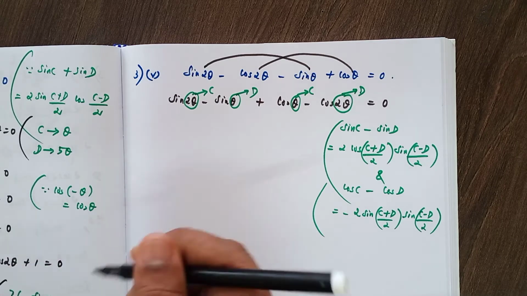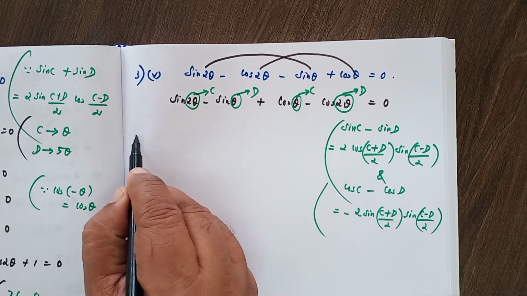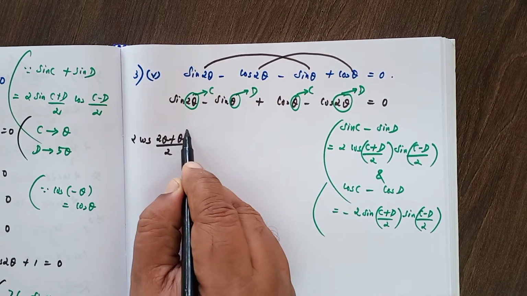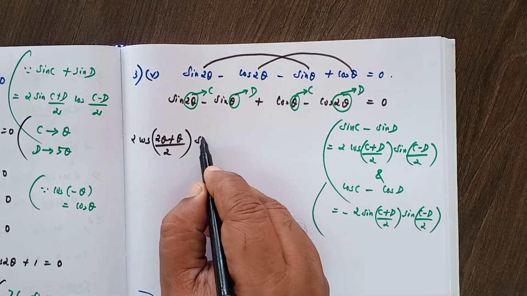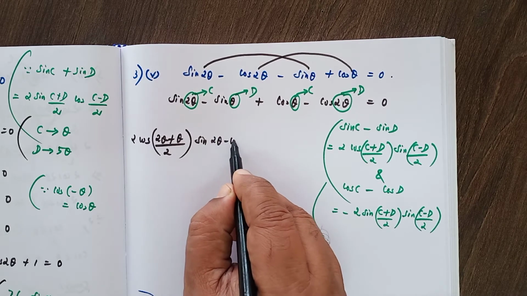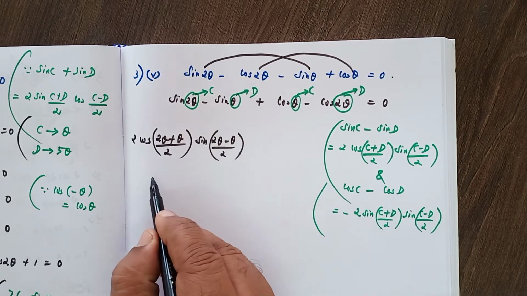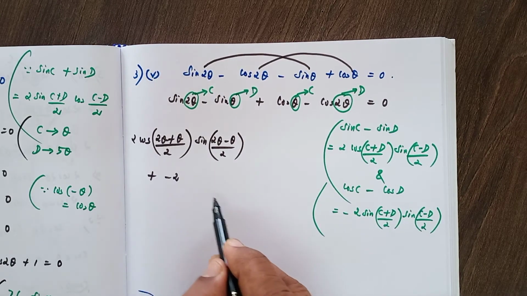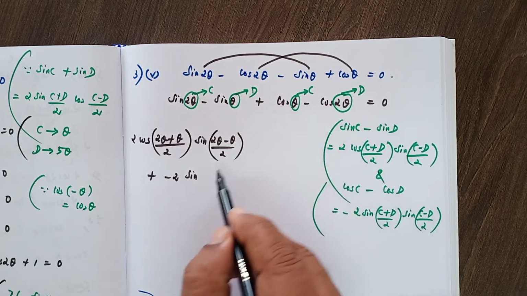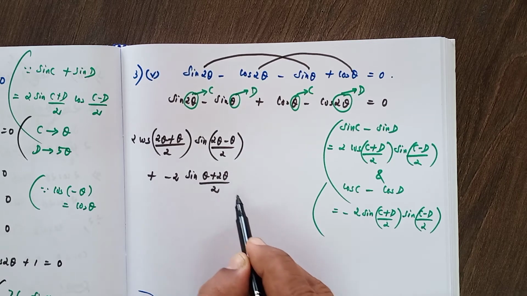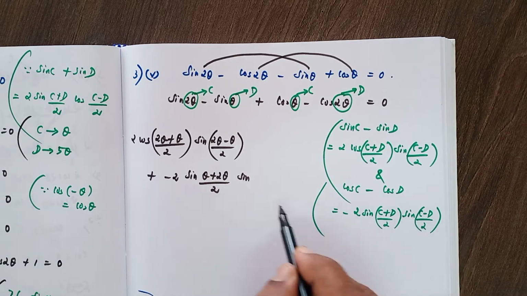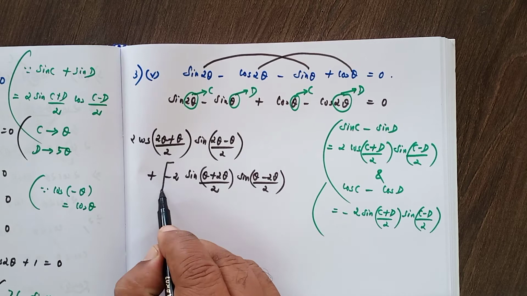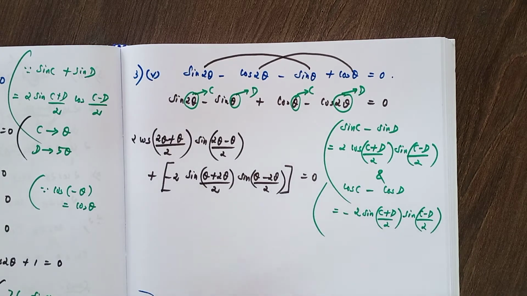Now we can apply the formula. First one, 2 cos of (c plus d) by 2, that is (2 theta plus theta) by 2, sin of (c minus d) by 2, that is (2 theta minus theta) by 2, plus cos c minus cos d, here it is minus 2 into sin of (c plus d) by 2, that is (theta plus 2 theta) by 2, sin of (c minus d) by 2, that is (theta minus 2 theta) by 2. That is equal to 0.